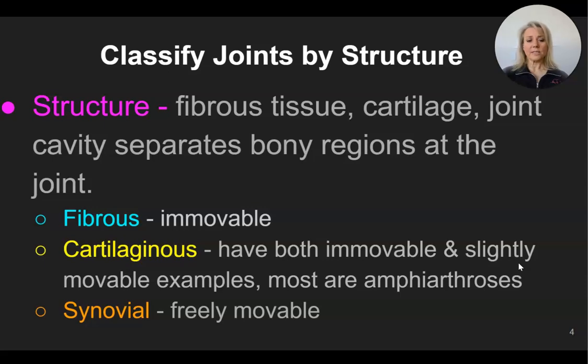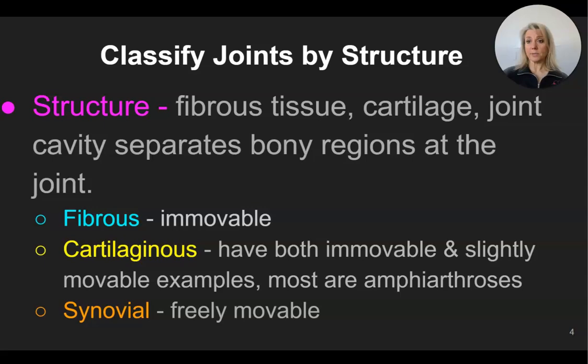All right, here we are on slide number 4. We are talking about classifying joints now by structure. So by structure, I mean, what is keeping these two bones together in order to form the articulation? Sometimes you're going to be using fibrous tissue or cartilage, and then in other joints, there's going to be a joint cavity that actually separates the two bones.